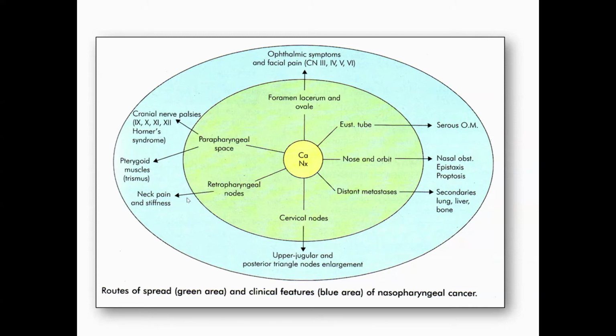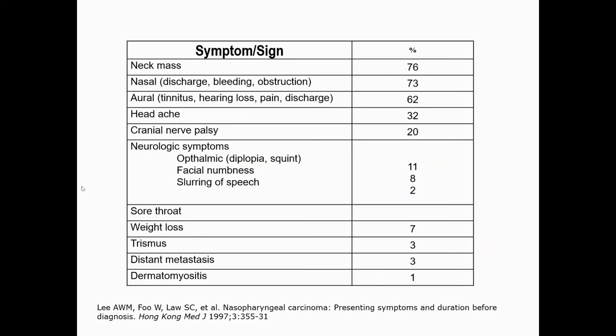Inferior extent can cause hot potato voice, and the patient can develop nodes. The nodes are the most common symptom of patient presentation. If you look at different series, a series from Hong Kong may show slight differences compared to the Singapore series, but this is from Hong Kong. The neck mass is the most common symptom, followed by nasal symptoms, and third is the ear symptoms. 20% of patients can present with cranial nerve palsies, and straight away you can diagnose it as T4 disease. Patients presenting with distant metastasis is very low, less than 5%.